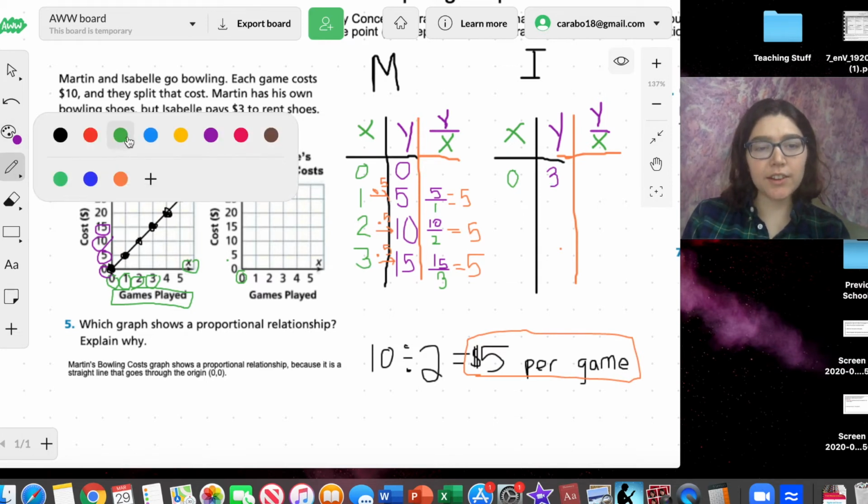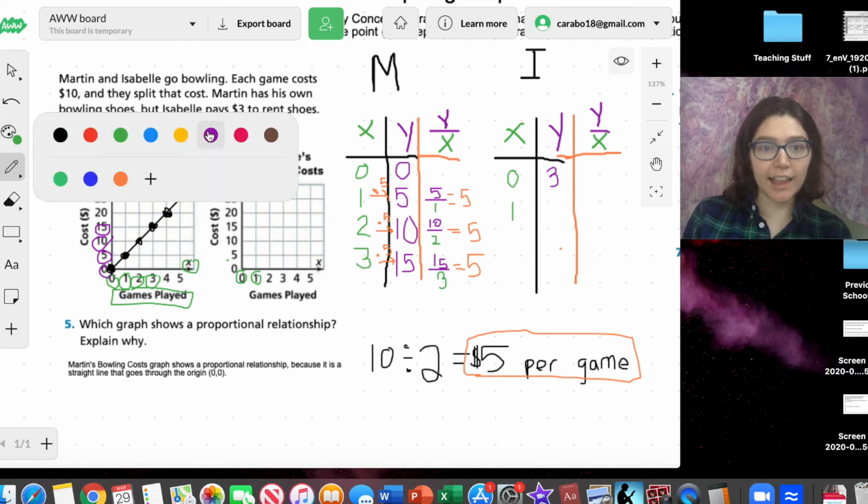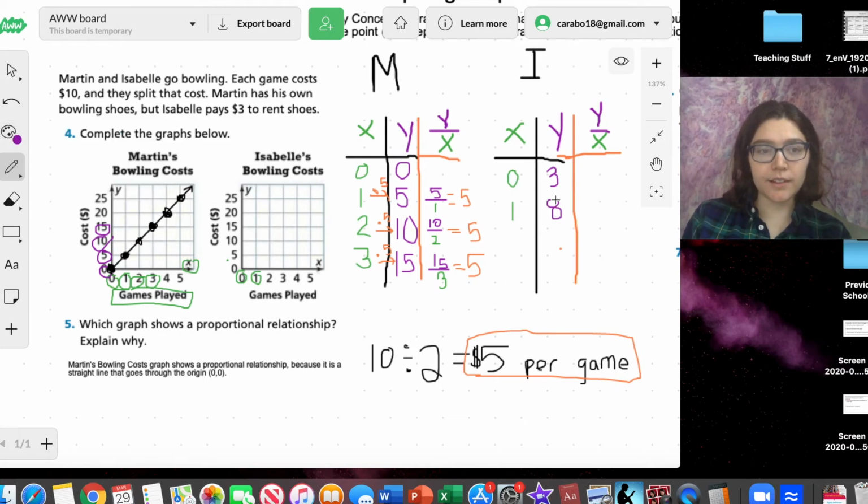Okay, so then let's figure out if Isabel just plays 1 game. The cost of 1 game is $5. So she's paying $5 for the game, and she had to pay for shoes. So it's going to be $3 plus $5. It's going to cost her $8. All right, let's go to another one.